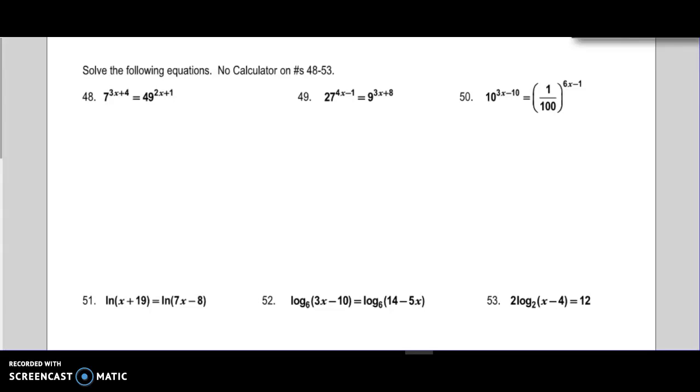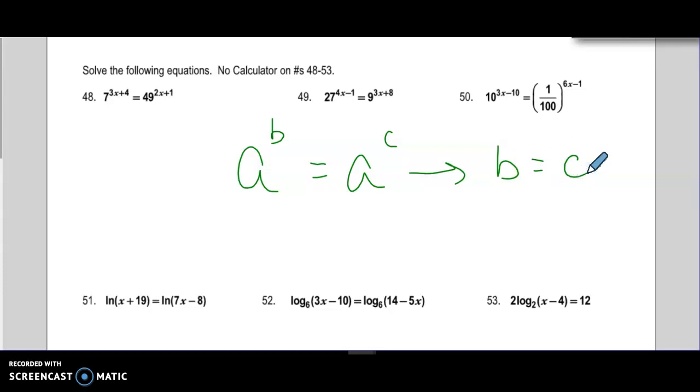All right, 48 through 49. For these, you want to set them up so that they have the exact same base. So say they both have the same base of A. Once you're able to set up your equation like this, then you take your exponents and set them equal to each other and solve. So it's just properties of exponents for there.